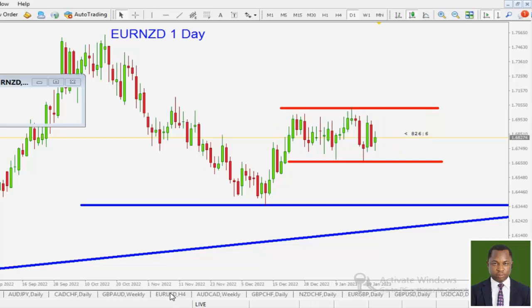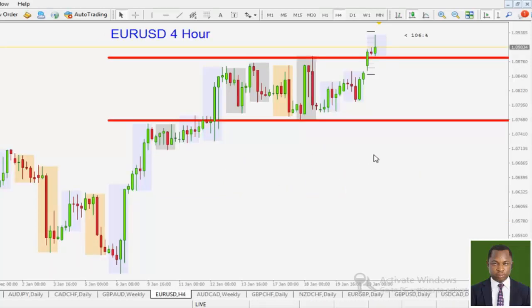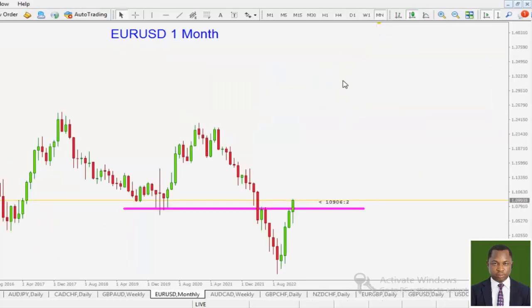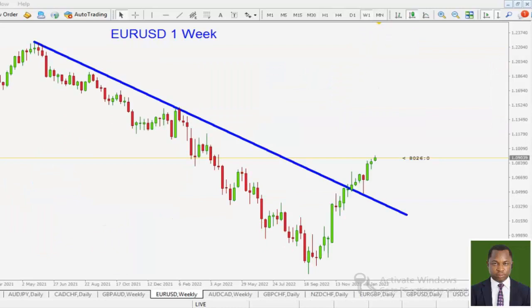Now let's take the euro against the American dollar, where we had looked at this in the weekly time frame, where price broke the outer trend line in the weekly time frame.